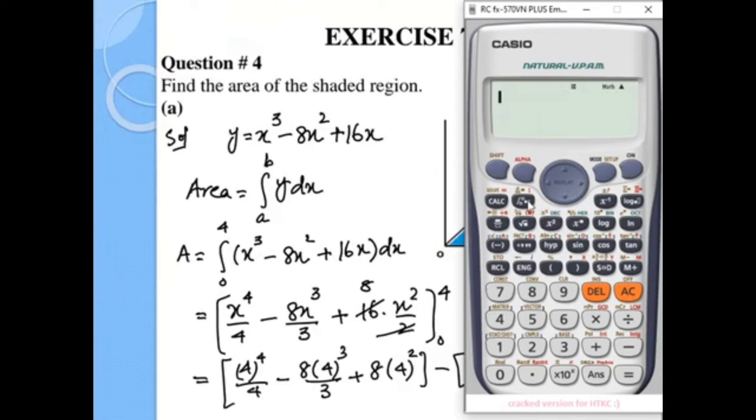Okay, so we will verify by calculator. The integral of x to the power of 3 minus 8x squared plus 16x. The lower value is 0, the upper value is 4. The answer is 64 by 3. That's proved. Move to the next part.